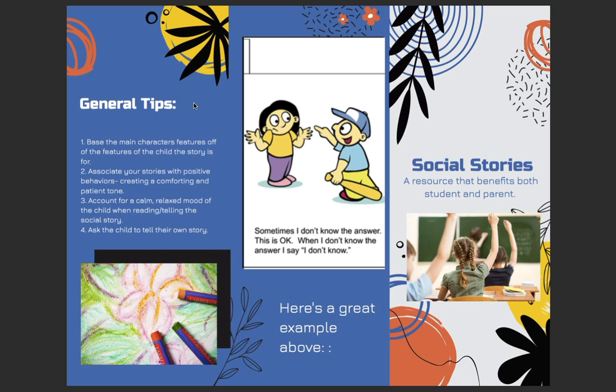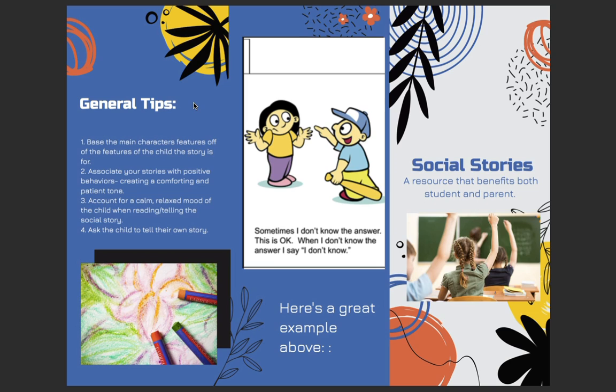And then, again, ask the child to tell their own story. Sometimes you can sit down and say, what do you want your social story to be about? Who do you want to be your friend that's in it? Or what should you say when your friend hits you? What do you think your person's response should be within the story? So allow them to help you create it, which makes it more applicable for them.